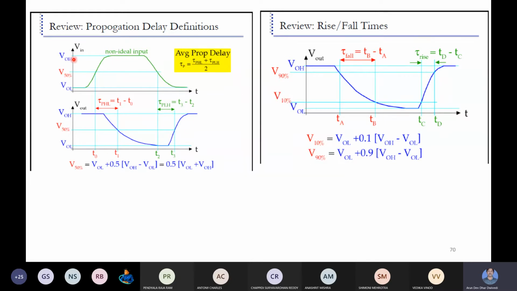Propagation delay is calculated when the output is switching from high to low, and also when the output is switching from low to high. Both are calculated and averaged: (TPHL plus TPLH) by 2. Similarly, rise time is calculated when the output goes from low to high, from the 10% point to the 90% point. Fall time is when it comes from high to low, from the 90% point to the 10% point, and the time difference is used.